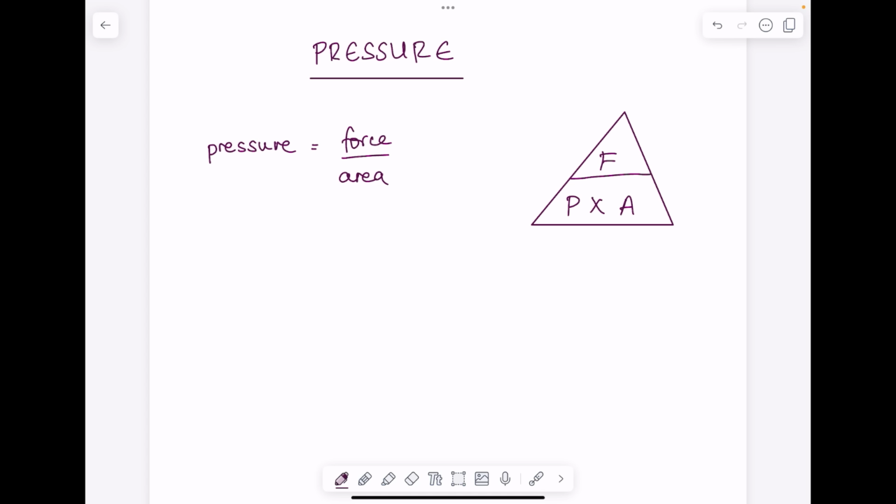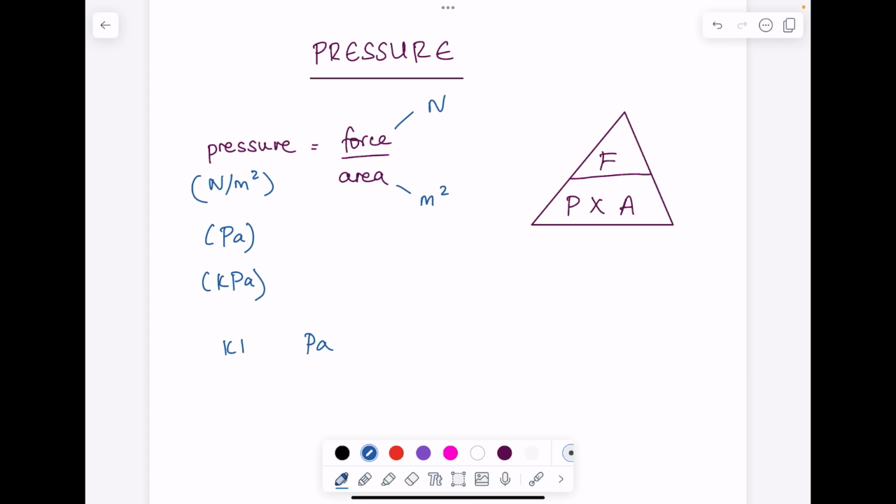What about the units of pressure? Force is measured in newtons. Area can be measured in meters squared. And so one of the pressure units is newtons per meter squared. You might also see pressure written as pascals or kilopascals. To convert between kilopascals and pascals, you need to times by 1,000.